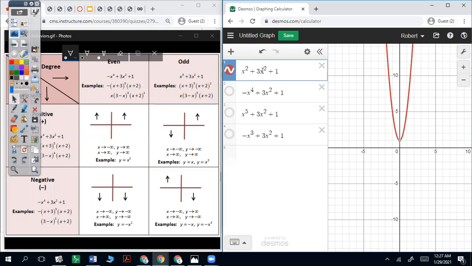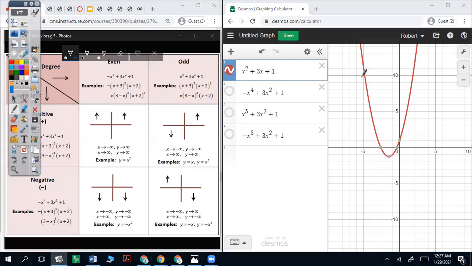x squared plus 3x plus 1. Notice that that problem is going up in both directions. So it is going up on the left side, and it is going up on the right side. That is because it's a positive leading coefficient, and it has an even degree for the leading coefficient.